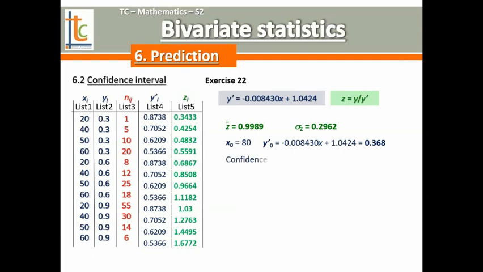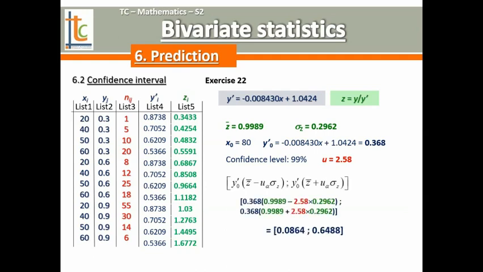Now, the confidence level of the interval is at a 99% level. So u equals 2.58. You just put your information into the formula and reach this result. We could round it at 0.1 or 0.09 for the lower bound, and 0.65 for the upper bound.